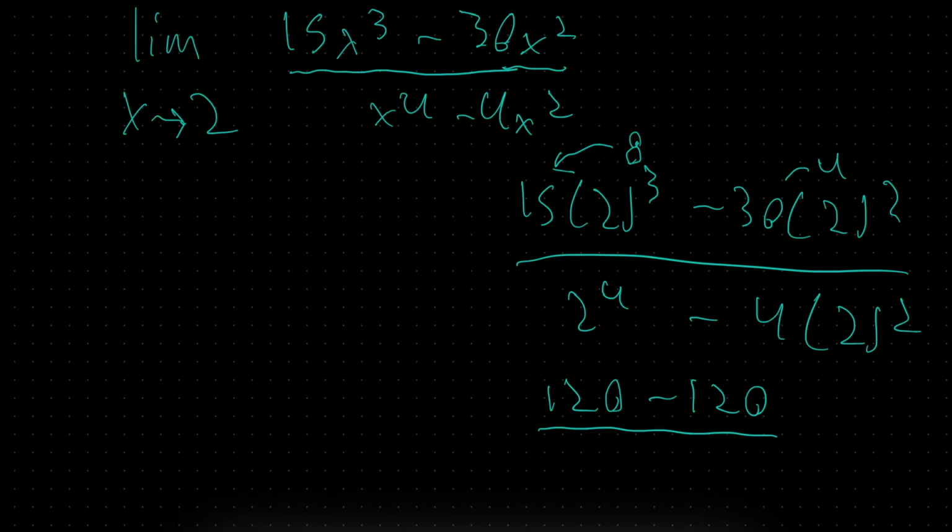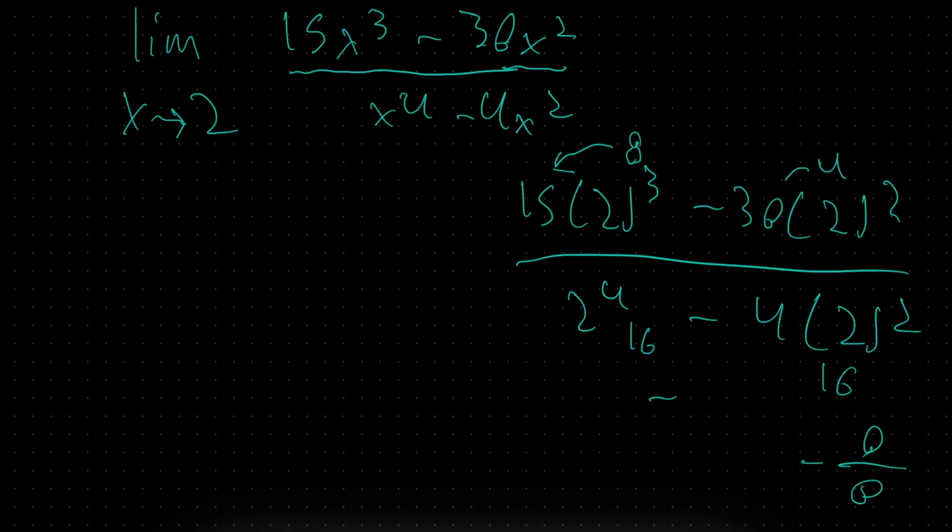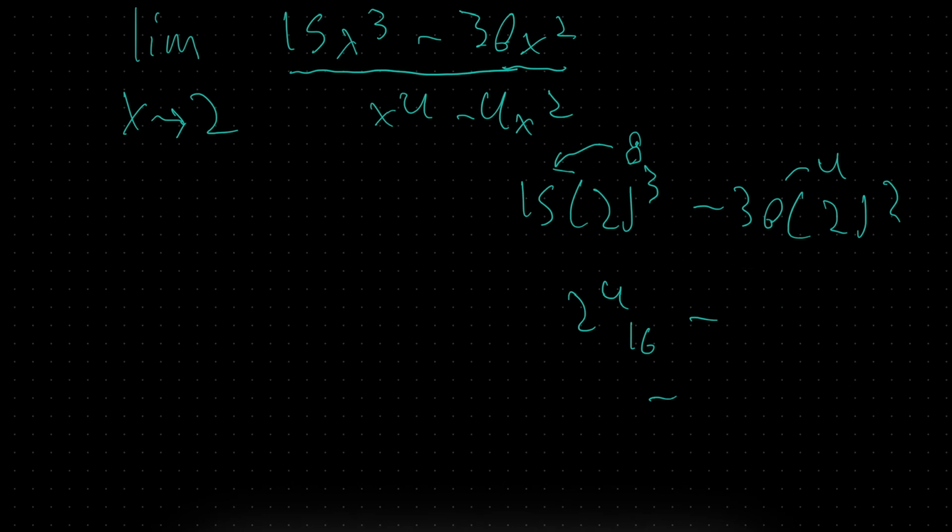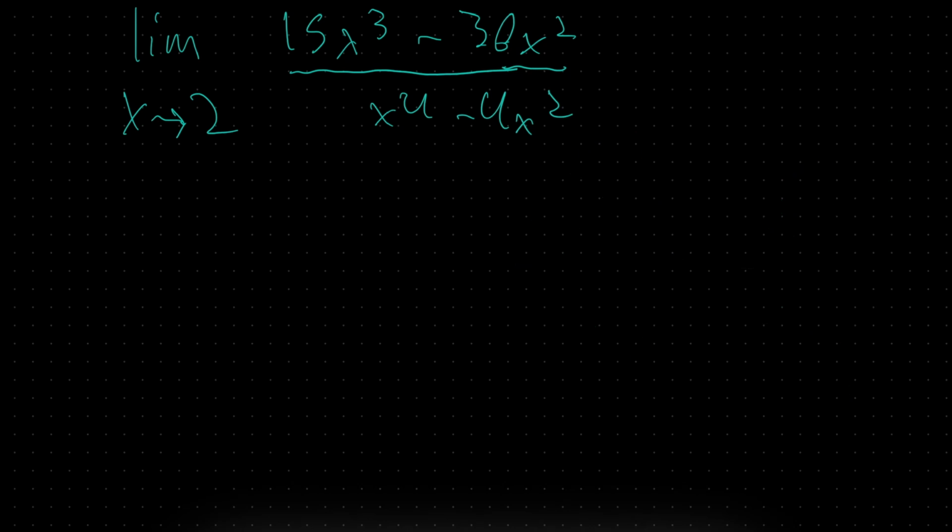2 to the power of 4 is going to be 16. 4 times 2 times 2 is also going to be 16. So this will be 16 minus 16, which gives us 0 over 0, another indeterminate form. So let's do some factoring, some simplification. I'm going to do this separately.